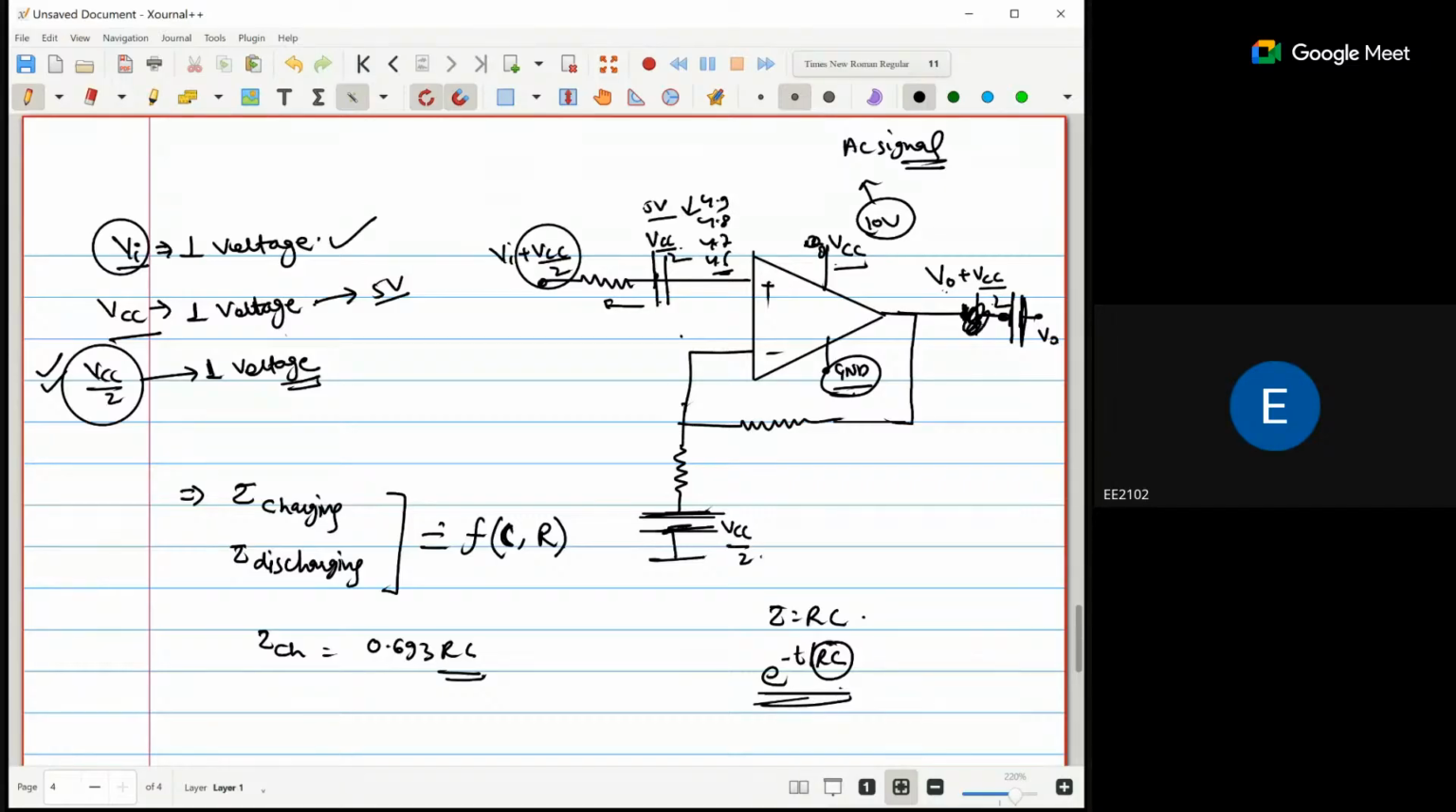So what should I do? I just connect a voltage divider biasing here. We get the same VCC voltage, one resistor, then one resistor, and that voltage is constant. If both resistors are R and R, then the voltage drop across the downward R is VCC by 2. That particular voltage will be used to charge the capacitor.